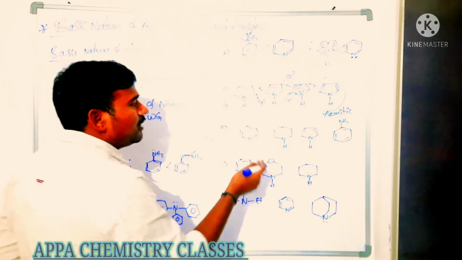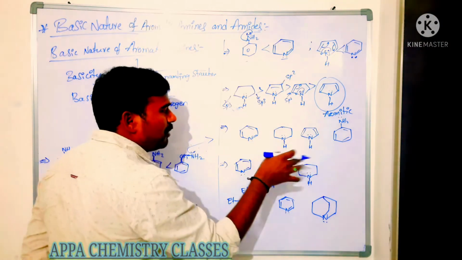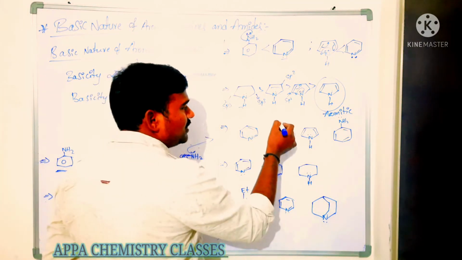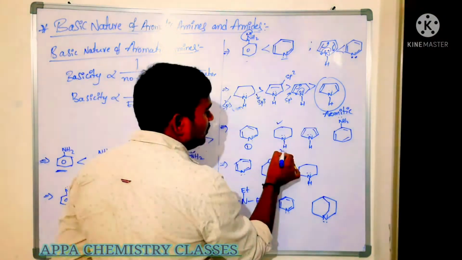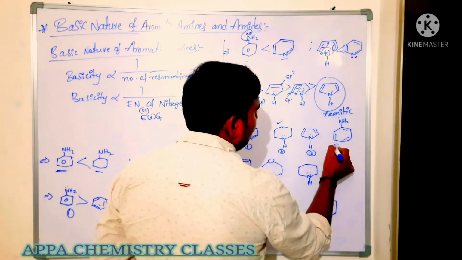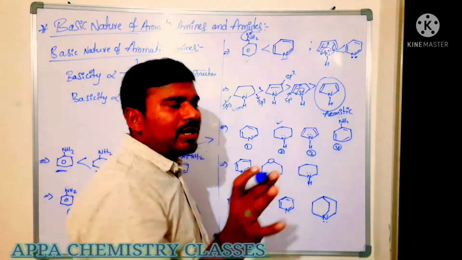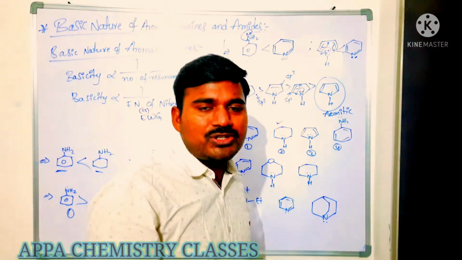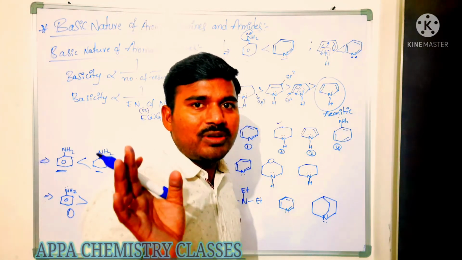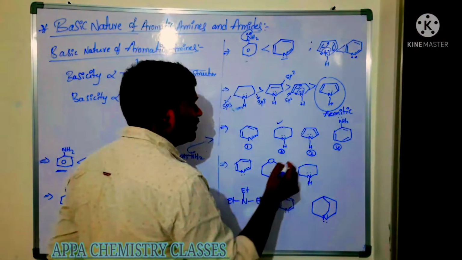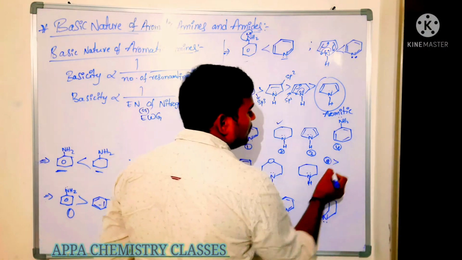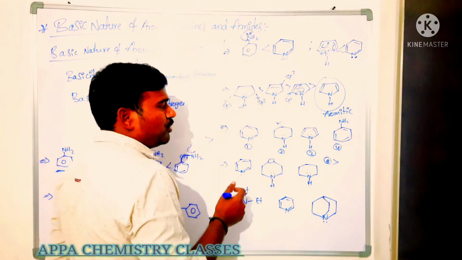Is that clear? Now next we are going to see here. Among these, which is the aliphatic one? This is the aliphatic one. 1, 2, 3, 4. Which is the more basic one? You need to identify, if they have given options, whether they are aromatic or aliphatic. That is the first thing you need to do. So we have to follow the elimination process.